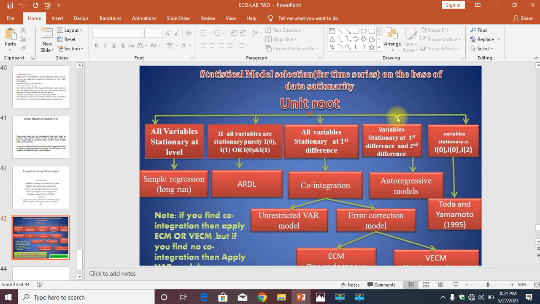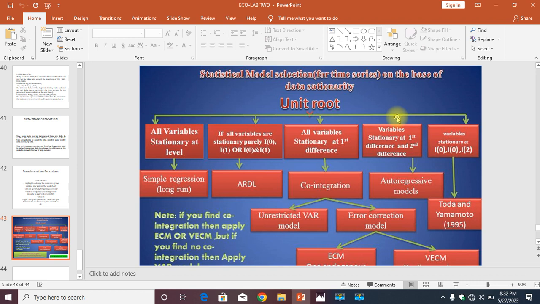Recall in my last class where I taught you how unit root tests are supposed to be done. I also told you that the unit root test will have three outcomes: the unit root test at level, after first differencing, and after second differencing. And I've told you how to interpret the unit root test results at level, at first difference, and at second differencing.